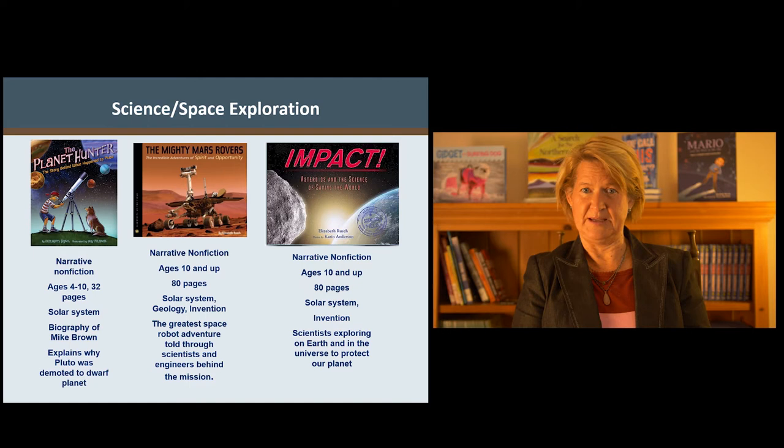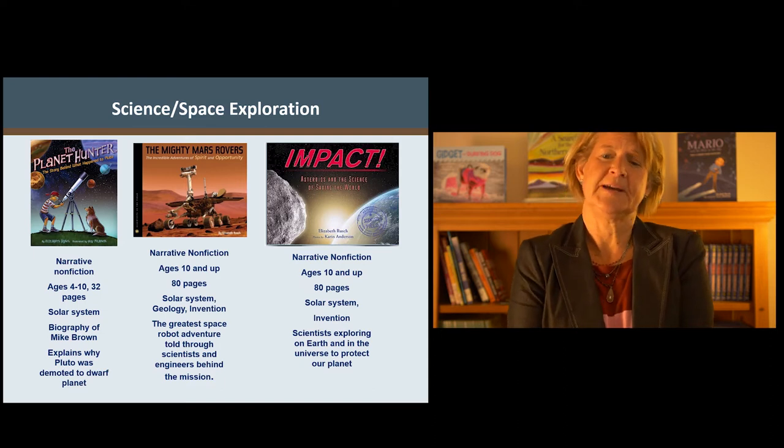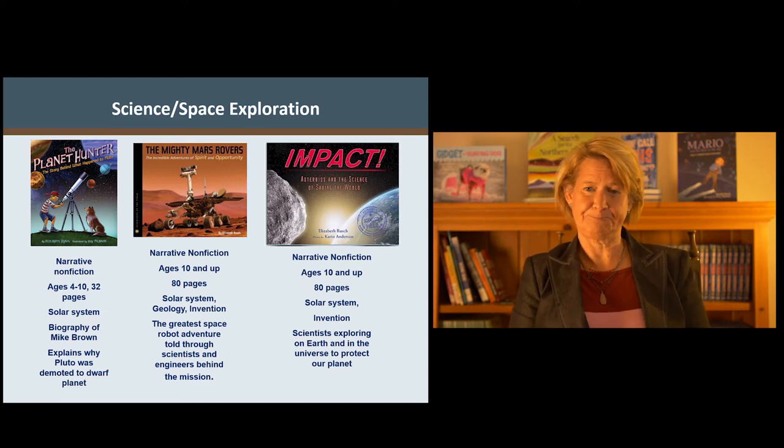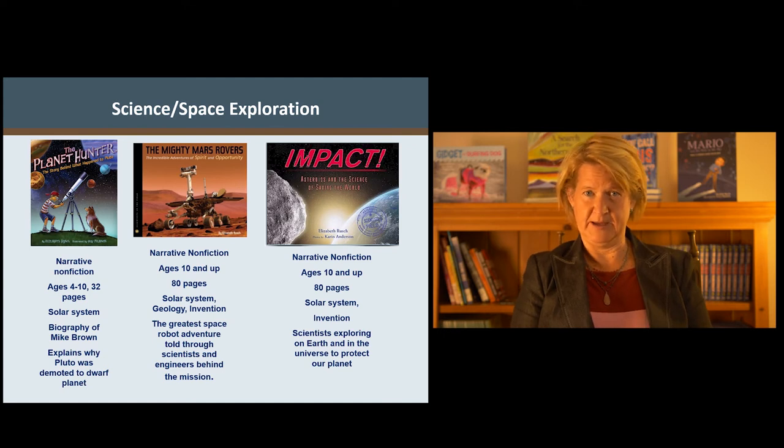Another kind of space science exploration book that I have is Impact, Asteroids, and the Science of Saving the World. This is also a scientist in the field book. And basically, this book was inspired by the asteroid that blew up over the Russian city of Chelyabinsk. It was an asteroid explosion that scientists didn't see coming.